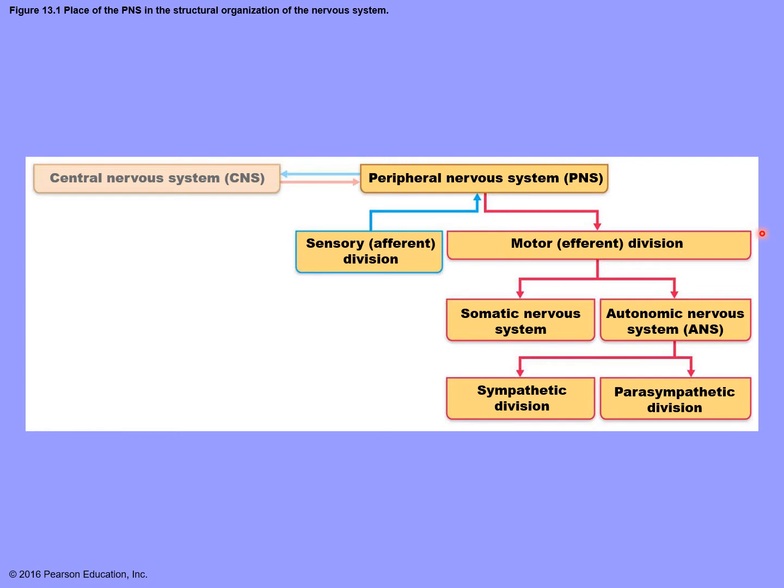So it's the response. The motor division itself is then divided into the somatic nervous system and the autonomic nervous system, and we're going to talk about all of these. The somatic nervous system refers to basically the response by the skeletal muscles. The autonomic nervous system, which is often abbreviated as ANS, as the name implies by autonomic, it is involuntary. And then that itself is now broken down into even two smaller divisions of the sympathetic versus the parasympathetic.